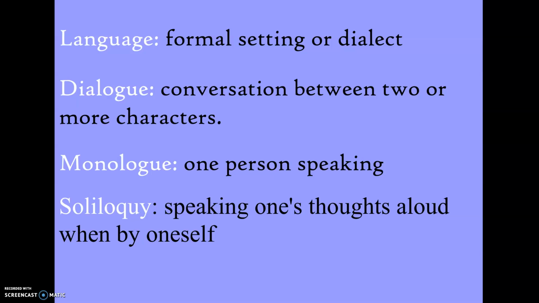Okay. Your language. This is the formal setting or the dialect, how they are talking. The dialogue is the conversation between two or more characters. This is what is actually being said. This is the conversation. A monologue is when you have one person who is speaking, and then a soliloquy is when you have one person who is thinking out loud.